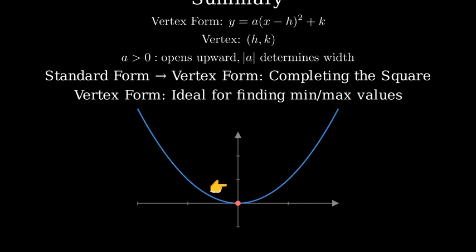Here's a simple way to remember. The vertex form points you directly to the turning point.